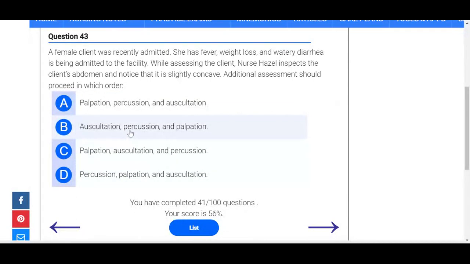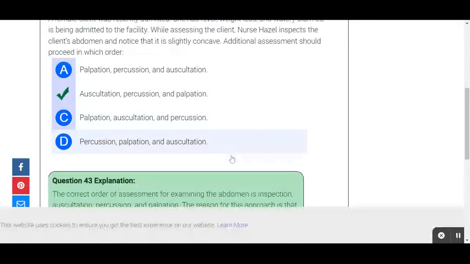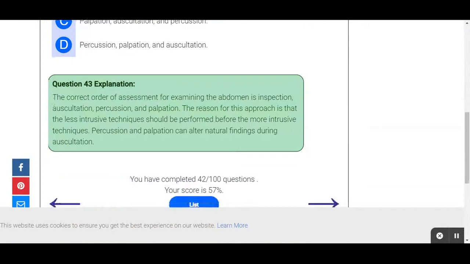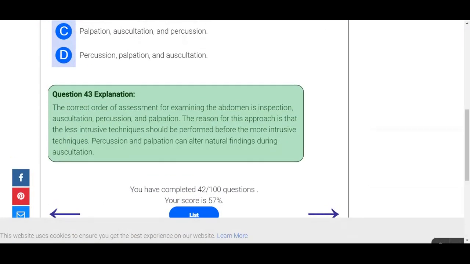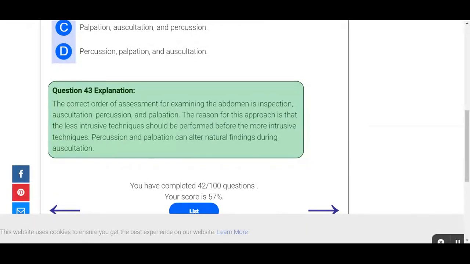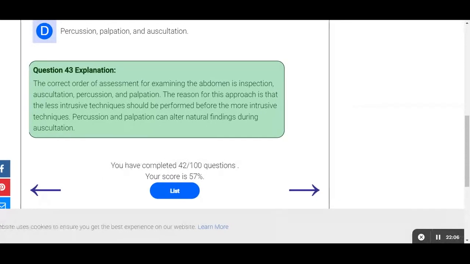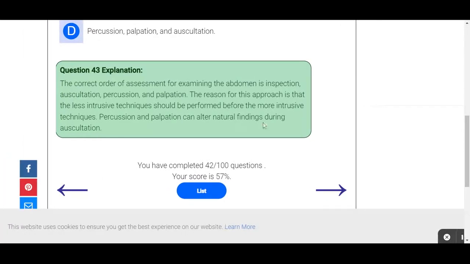Let's see. Right, that is correct. The correct order of assessment for examining the abdomen is inspection, auscultation, percussion, and palpation. The reason for this approach is that the less intrusive techniques should be performed before the more intrusive techniques. Percussion and palpation can alter natural findings during auscultation.